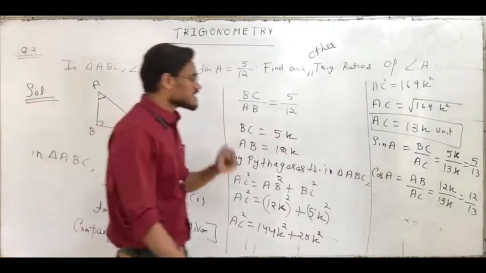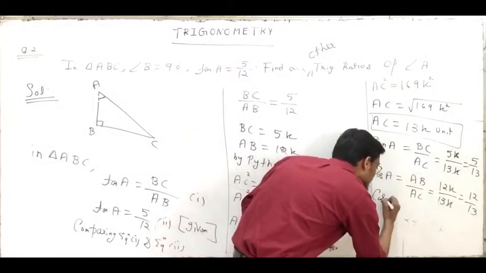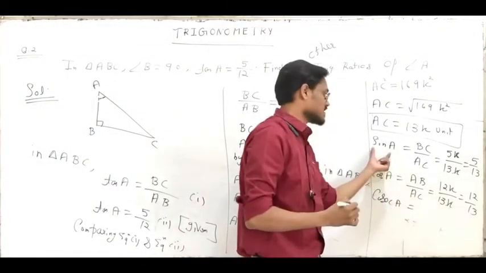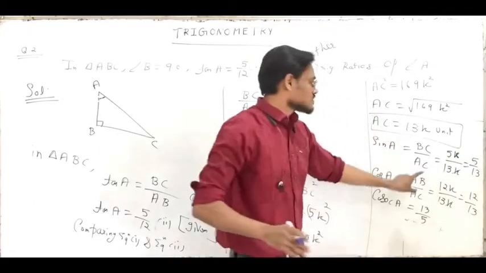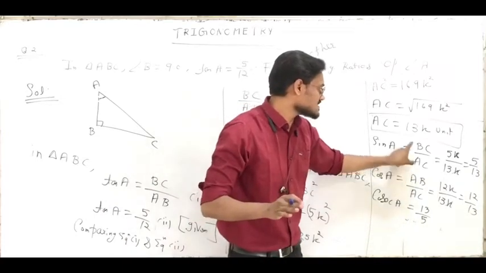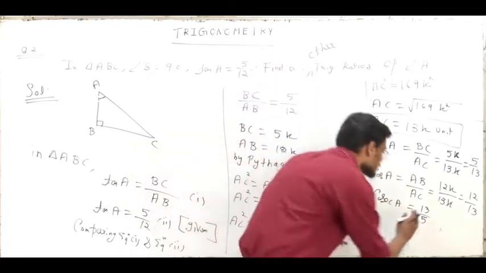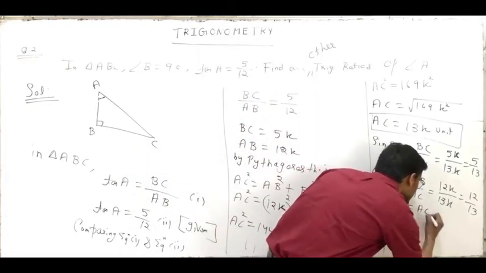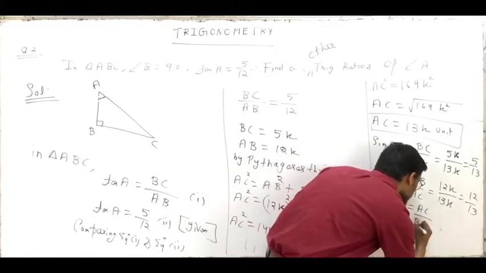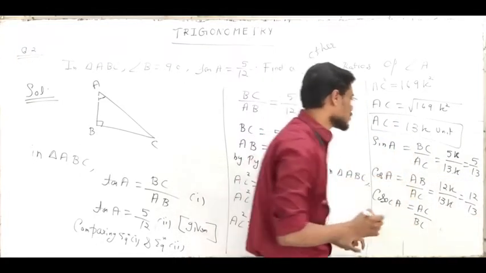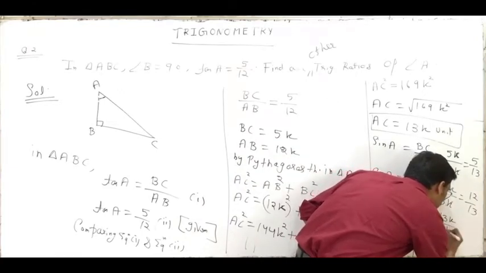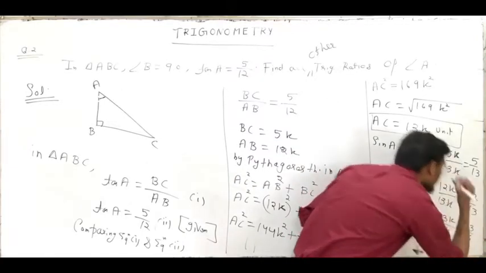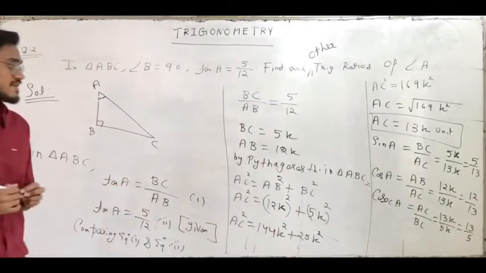Okay. Cosec A is just the reciprocal of sin A. It will be 13 by 5. Properly write AC over BC. Okay, let me write AC over BC. Just reciprocate this. So you will get 13k upon 5k, or your answer is going to be 13 by 5. It's the value of cosec A.